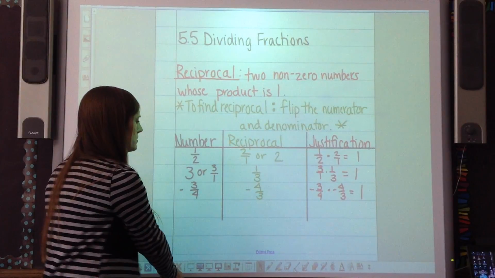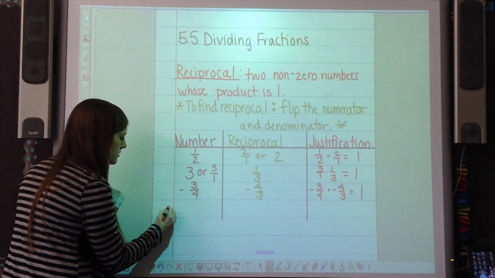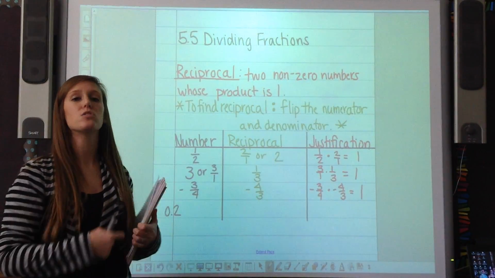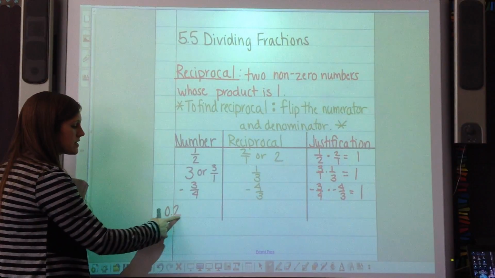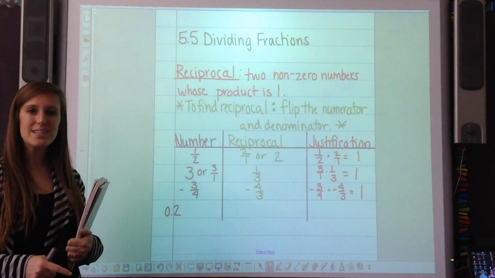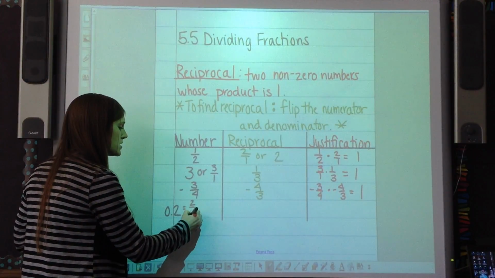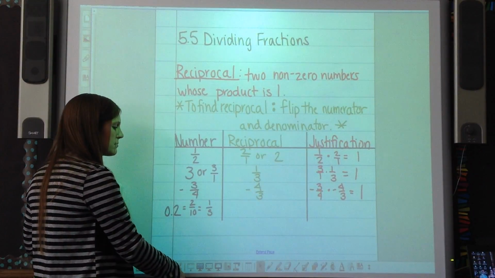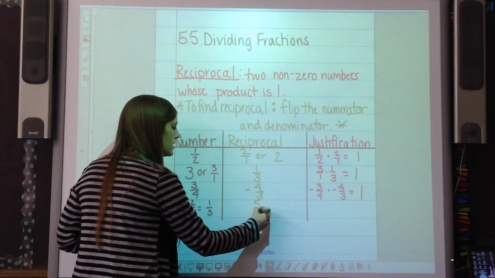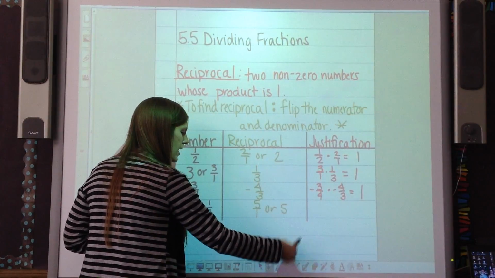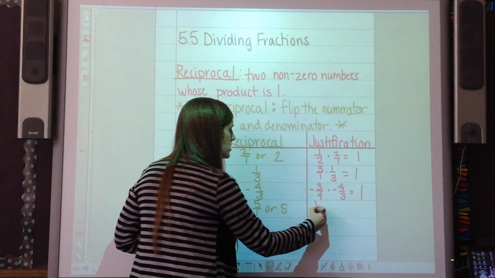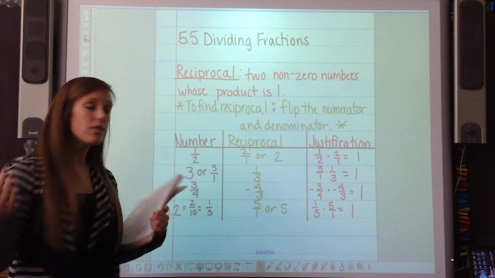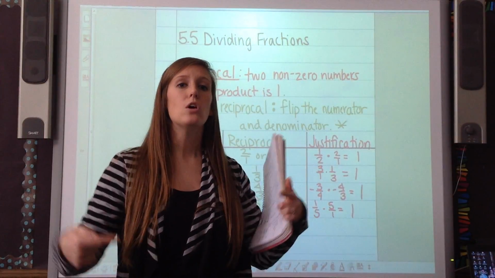We're going to do one more example. Let's say they give you a decimal, 0.2. We can't find the reciprocal of a decimal. It's not a fraction yet, so you're going to have to turn it into a fraction. And to turn this decimal into a fraction, you use place value. The 2 is in the tenths place, so this equals 2/10. And then I'm going to reduce it, so it equals 1/5. And then to find the reciprocal of 1/5, we flip the numerator and denominator. 5/1 is the same as 5. And I'm going to use those two fractions to prove that they're reciprocals. 5/5 is 1.